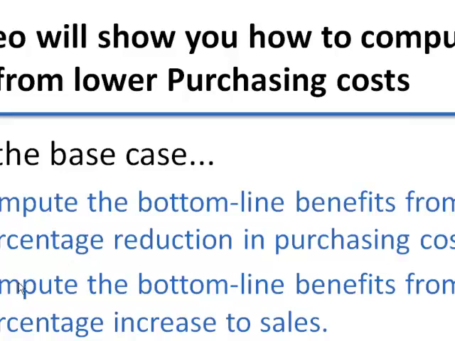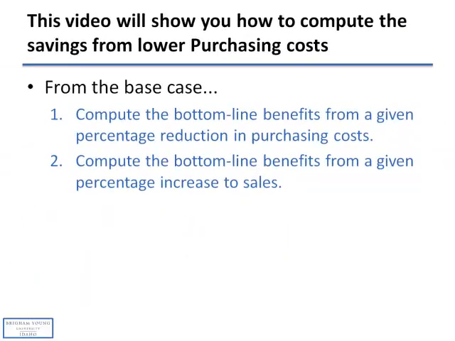Next, we will look at the bottom line benefits from a given percentage increase to sales, and then finally we will compare the benefits of 1 and 2 above. The point being here that we want to show that $1 in purchasing savings goes right to the bottom line, whereas a $1 increase in sales, when margin percentages stay the same, does not result in a $1 increase to the bottom line.